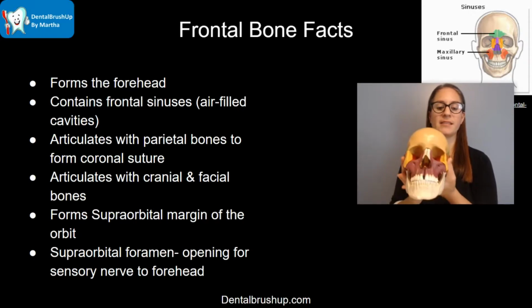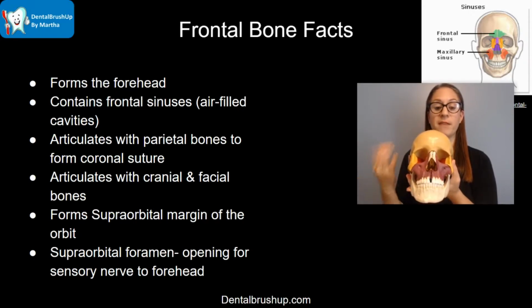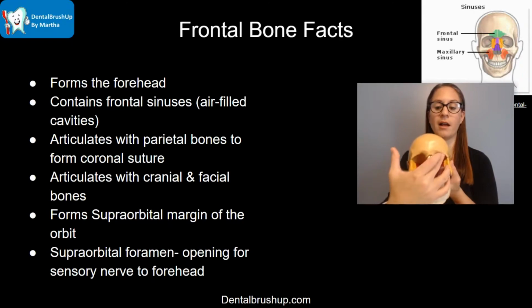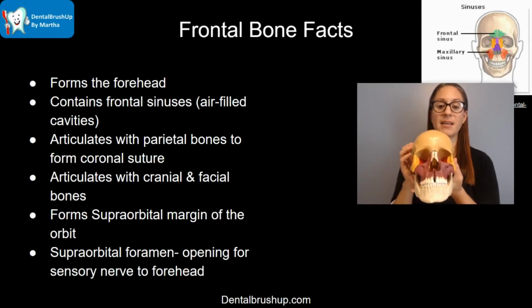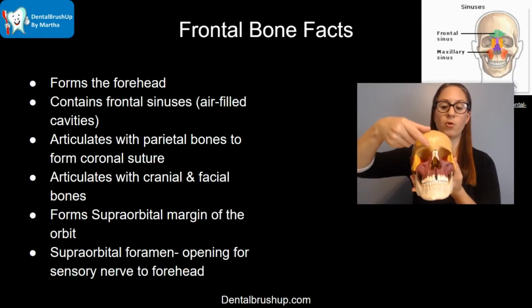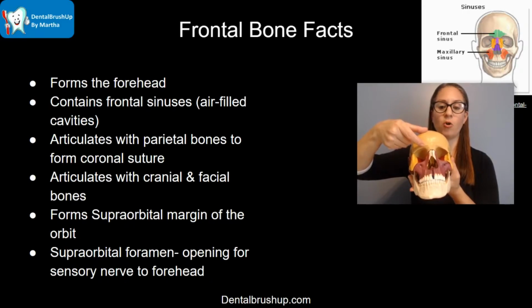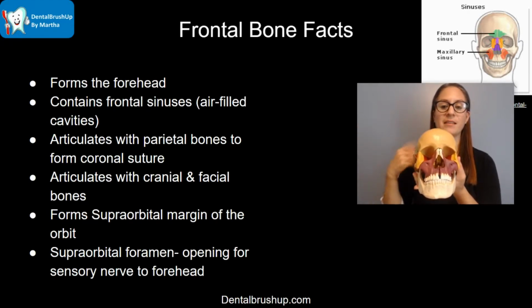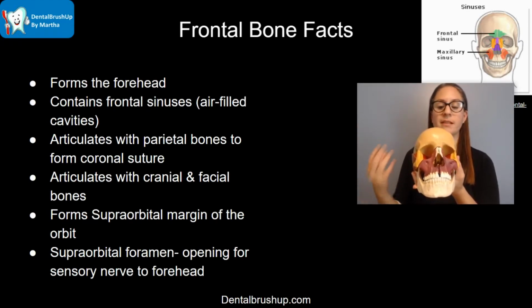Okay, and it also articulates with many facial and cranial bones, and it forms the supraorbital margin, which is right around the ridge here of the brow on either side. And it also contains the supraorbital foramen, which is a small little opening that's right around this region here on either side of the brow. And this is an opening for a sensory nerve that goes to the forehead.